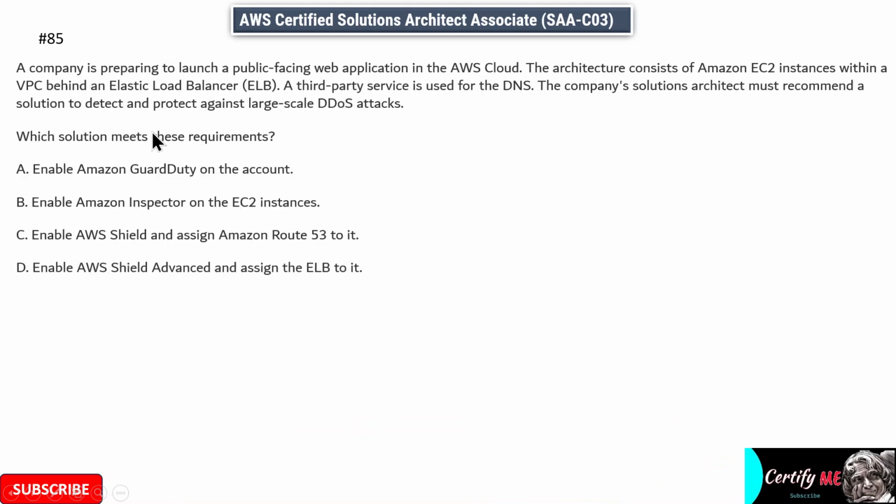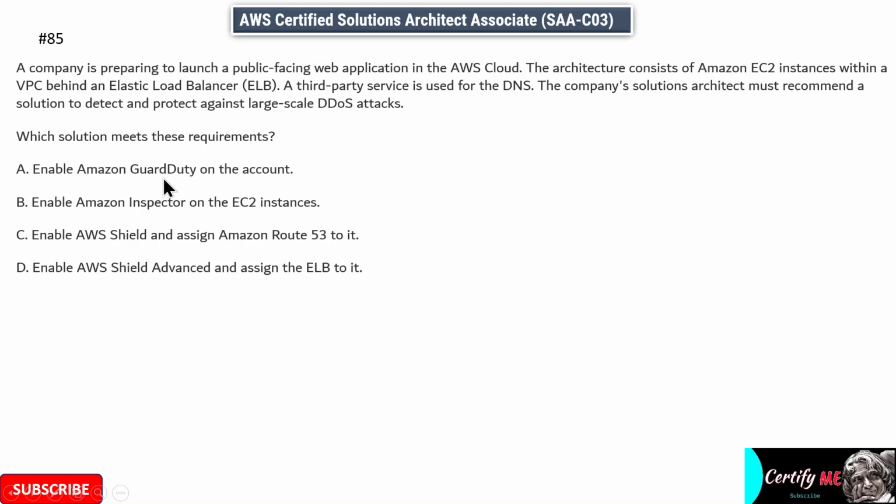Next question. A company is preparing to launch a public-facing web application in the AWS cloud. The architecture consists of Amazon EC2 instances within a VPC behind an elastic load balancer. A third-party service is used for the DNS. The company's solutions architect must recommend a solution to detect and protect against large-scale DDoS attacks. Which solution meets these requirements?